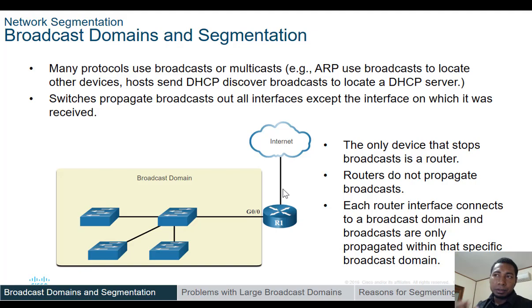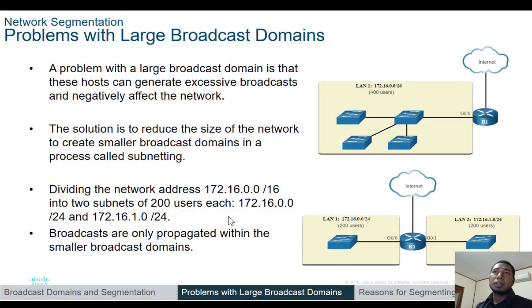So each router interface connects to a broadcast domain, and broadcasts are only sent out or propagated within that specific broadcast domain. Okay, so the problem here is that this broadcast can create a lot of unnecessary stress on the network itself, because we want usable traffic to be propagated across the network, not just flood the network with all sorts of broadcasts. Okay, so that's where a bit of segmentation has to be done on a network, and these are some of the problems associated with having large broadcast domains.